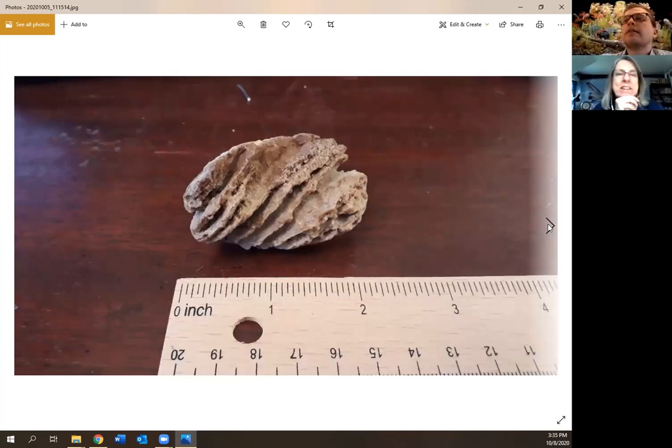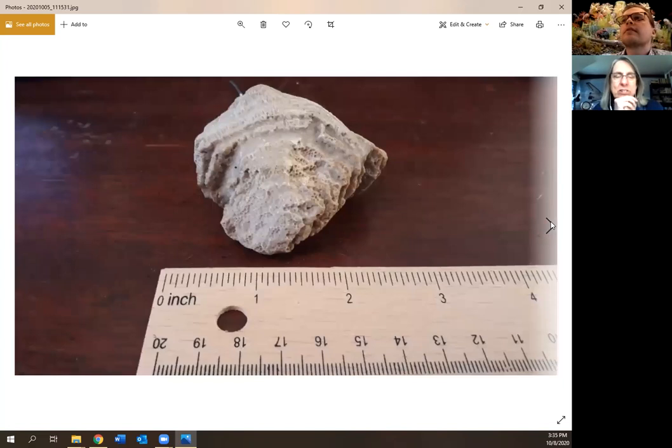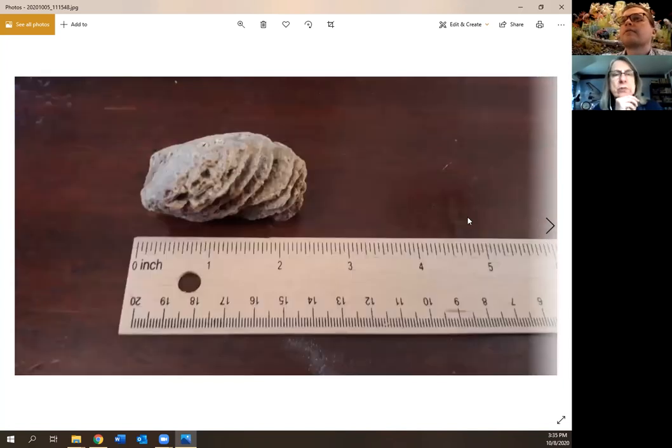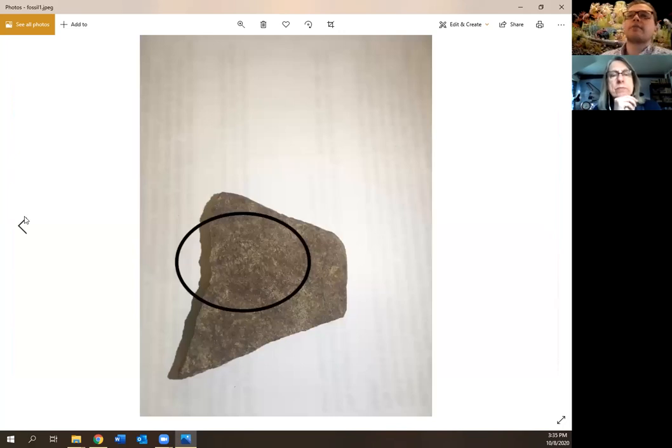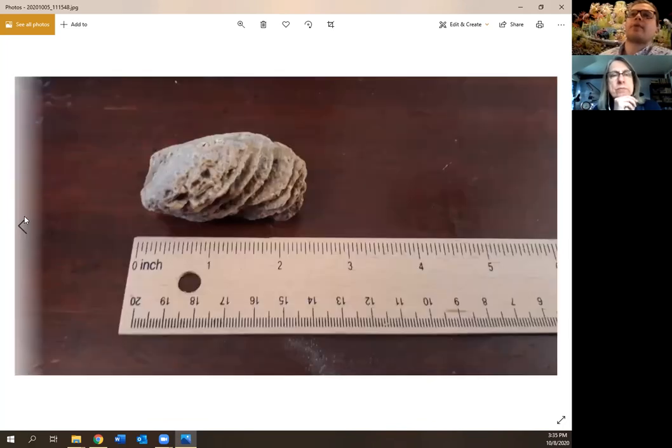So this looks like the same one. Okay. Let's see. And I have, all right, two views of this one. And then that's the next one. I wasn't sure how many photos there were, so it looks like there's three views.